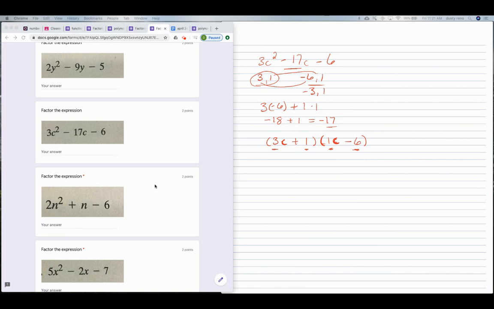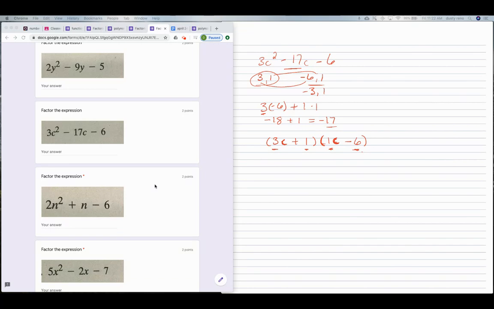Okay, and if when you do the factors, you don't get a negative 17, you might have to just switch these, the plus 1 and the minus 6. But whichever one you multiply, the opposite one needs to be in the opposite binomial.